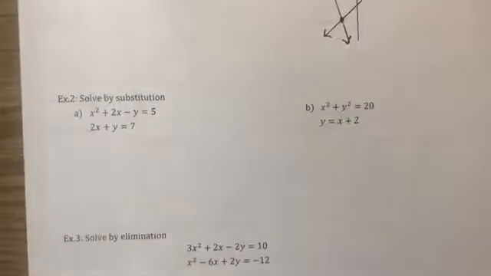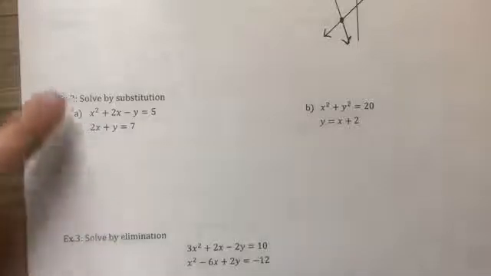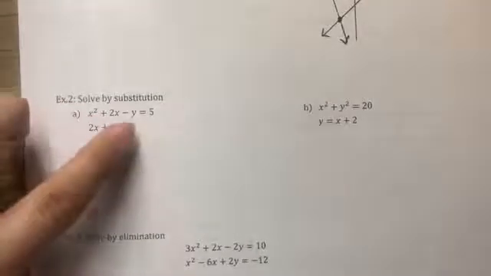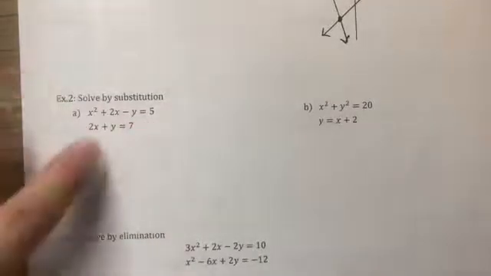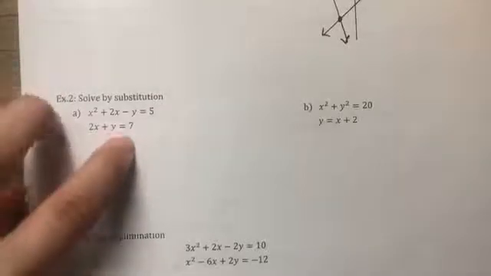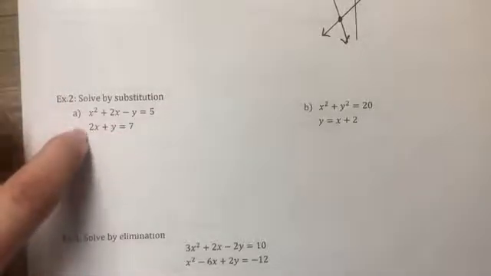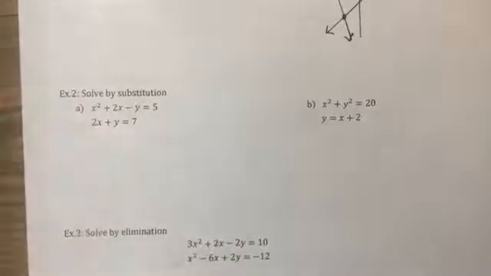So solve by substitution. Substitution means that you're solving for one variable and substituting it into the other equation. In order to solve, I would recommend substituting into the equation that has the quadratic. So for example 2a, we have x squared plus 2x minus y equals 5, and then we have 2x plus y equals 7. The second equation is relatively easy to solve for y. We would just have to subtract the 2x over.